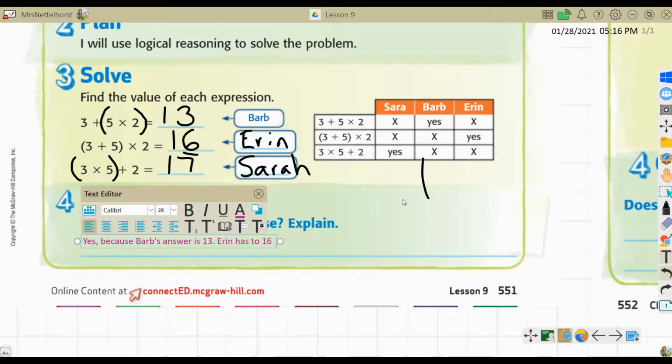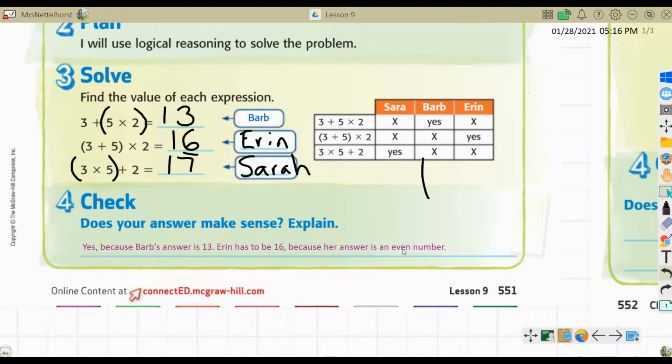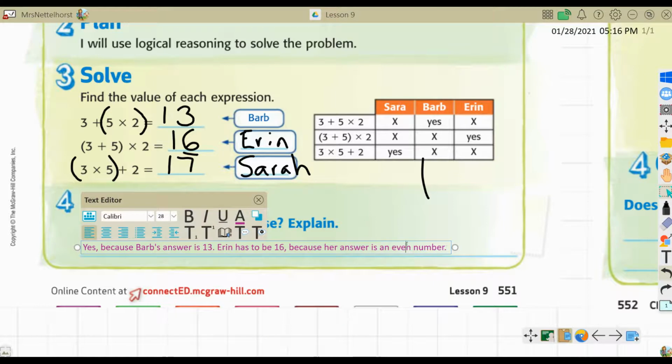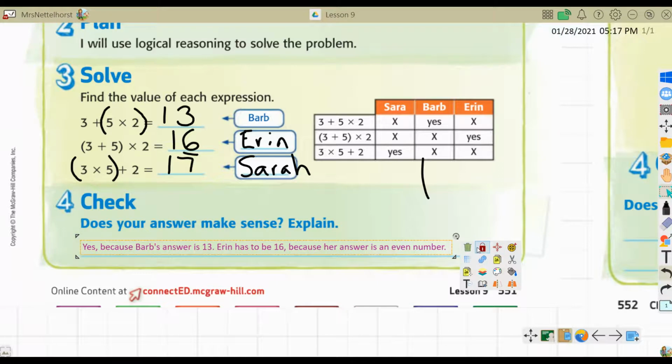Okay, yes, because Barb's answer is 13, and Aaron has to be 16 because her answer is an even number. Okay, so there we go. I wanted to lock that, but it's not letting. Oh, there we go. Lock. Okay. So let's go on now to the next page.